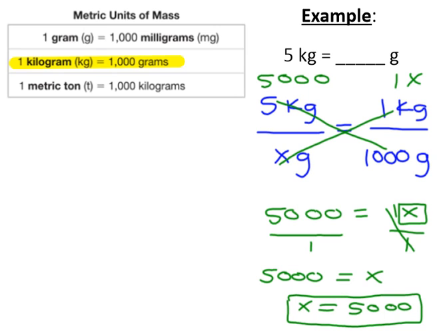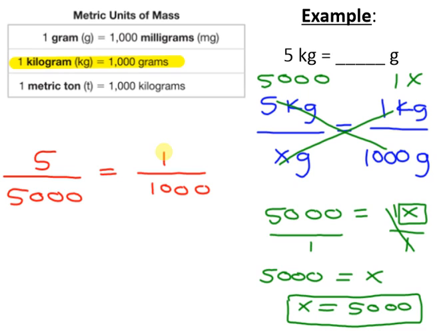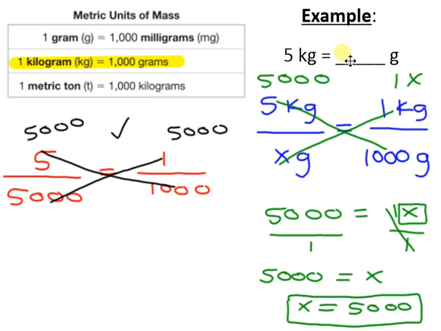Let's go ahead and check our proportion. So 5 over, and instead of x, I'm going to put 5,000 equals 1 over 1,000. Cross multiply. 5,000 times 1 is 5,000, and 5 times 1,000 is 5,000. So that works out. So 5 kilograms equals 5,000 grams.